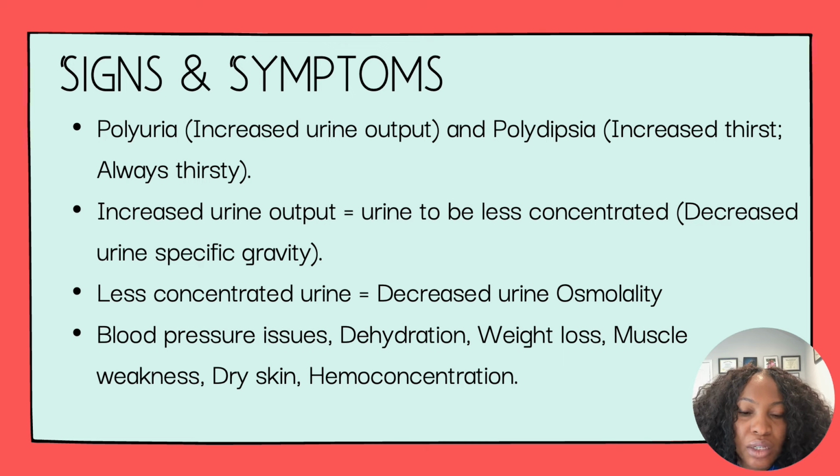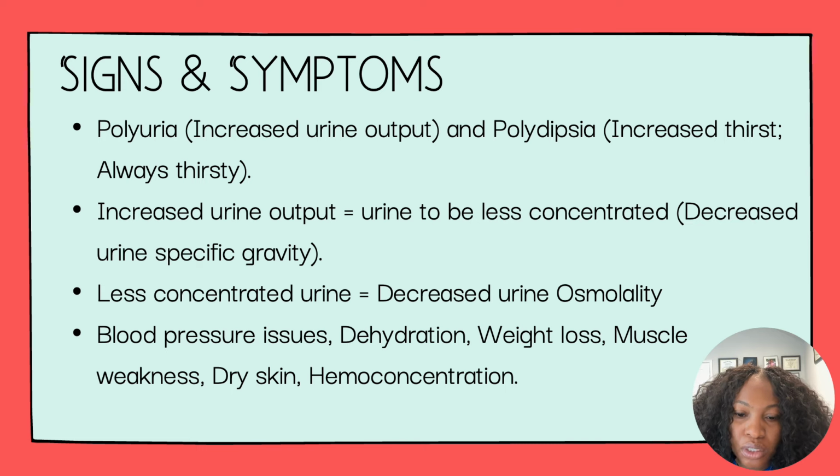Now, when you have increased urine output, the urine is less concentrated. So one of the symptoms we see is decreased urine-specific gravity. Now, with less concentrated urine also comes decreased urine osmolality. Okay? Now, when the patient is losing a lot of urine and a lot of fluid, one thing we also encounter are blood pressure issues.